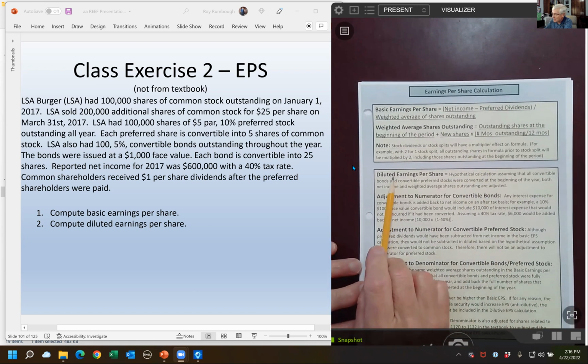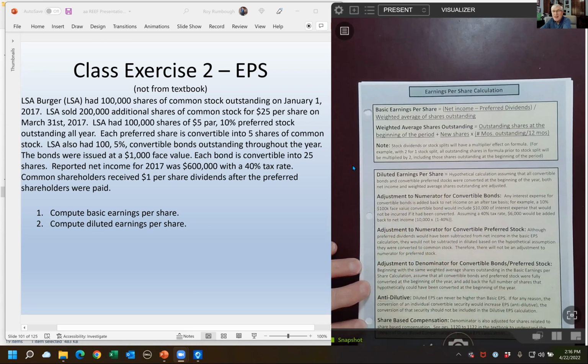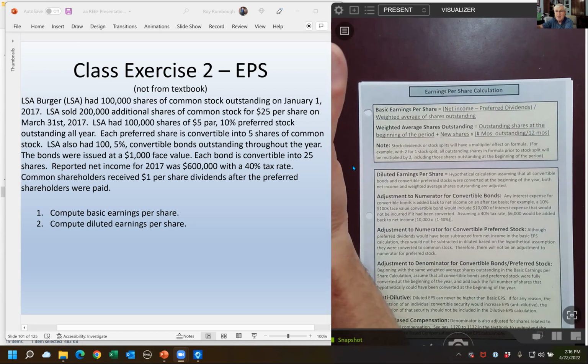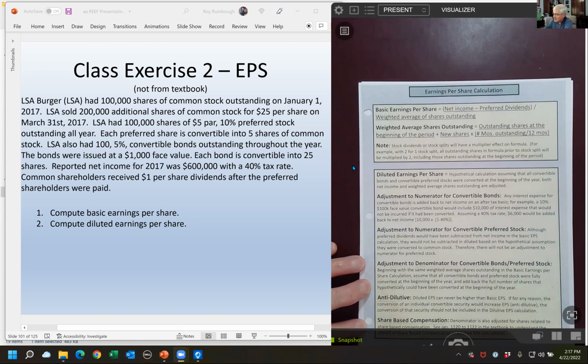So we may, for example, have to adjust the net income in the numerator because of convertible bonds. If the bonds got converted into shares, we'll add those shares in the denominator. But guess what's not in the numerator anymore? The interest. We had interest expense reducing that income. So we're going to add it back. But we don't add all of it back because there was a tax deduction, because interest expense is tax deductible. So we'll reduce that. Again, it's a hypothetical deal here.